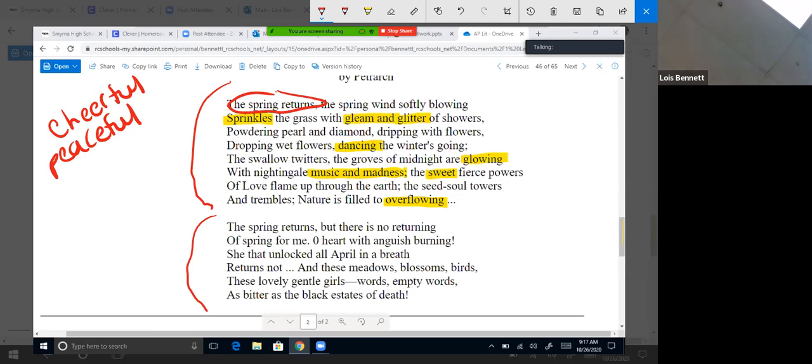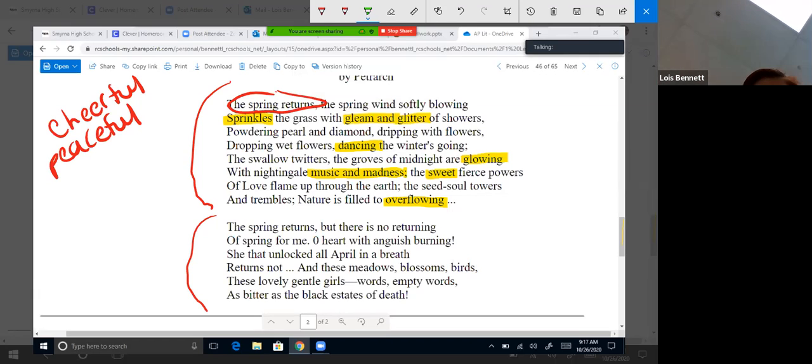And in terms of imagery, we've got gleam and glitter and pearl and diamond, wet flowers. And so all this bright, positive imagery going on here. What do you notice about the verbs? Call out verbs when you see them.